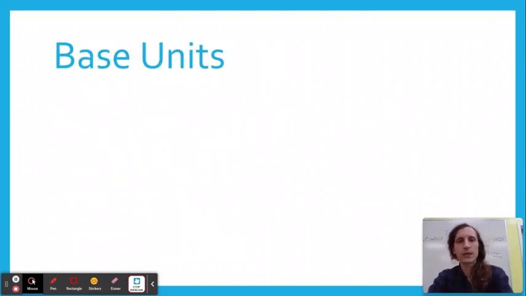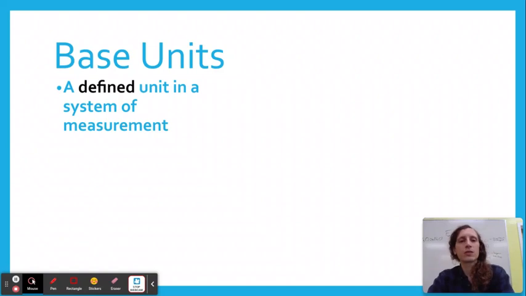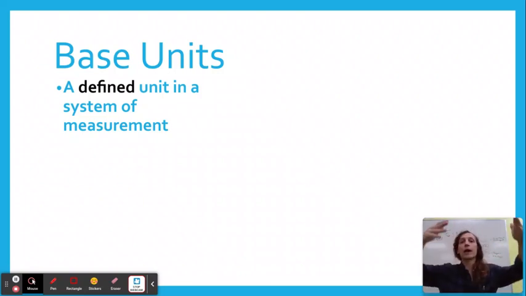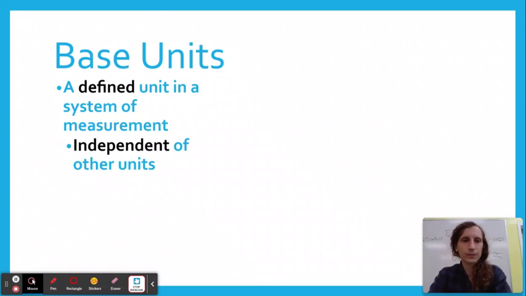Okay, so the big thing is our base units. These are defined units within a system of measurement. And the reason these are different from all the other units we use is that we actually say, okay, this right here, I'm going to say this distance is a centimeter. We just all have to agree that this is a centimeter or whatever it happens to be. And there are a few base units that we use to derive all of the other units. So these are independent of other things.